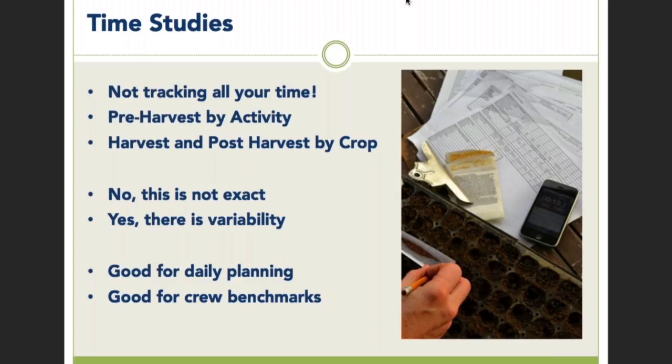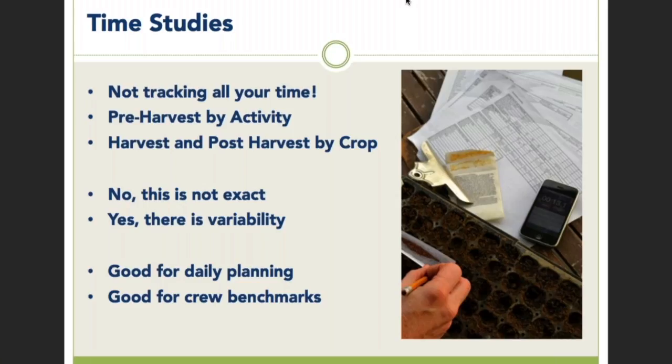When you get to harvest and post-harvest, I would say there's going to tend to be more crop by crop variability, and that's where it will make sense to establish some standard rates for different activities on a crop by crop basis. So that can be a long list, but it's also something you can work on developing over time.